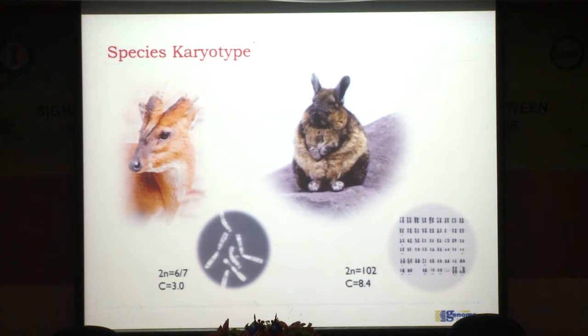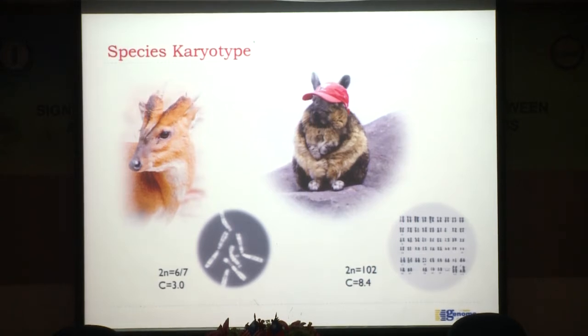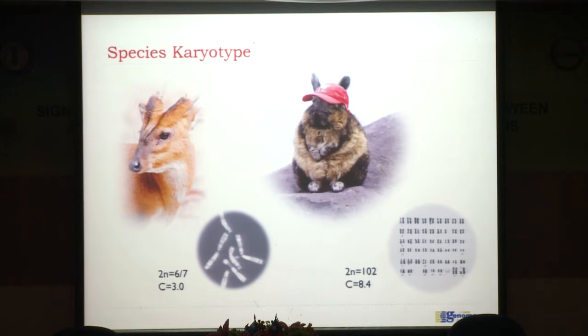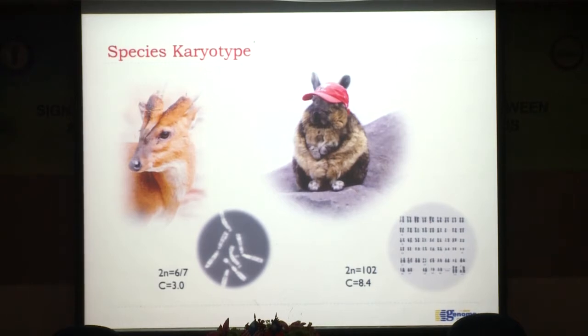And so, for example, the Indian muntjac has a very unusual karyotype where the females can have six chromosomes because they have a fused sex chromosome with their autosome 3, and males can have seven chromosomes. Compare this fellow here, which is the Vizcacha rat found in Argentina, which has 102 chromosomes as its normal diploid karyotype. As I said, that's a huge variation in chromosome number, but DNA content is approximately the same, on the order of 3 billion bases.